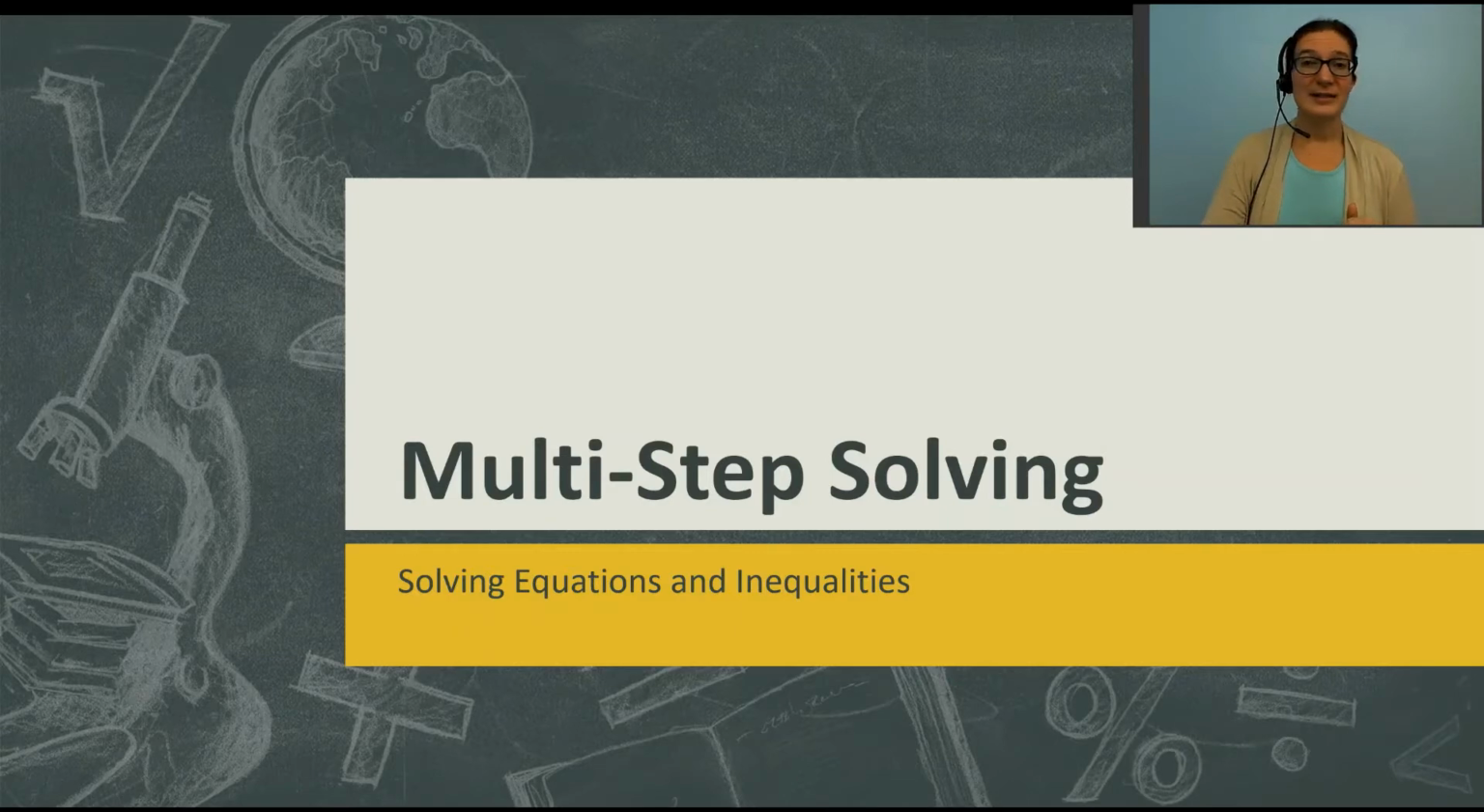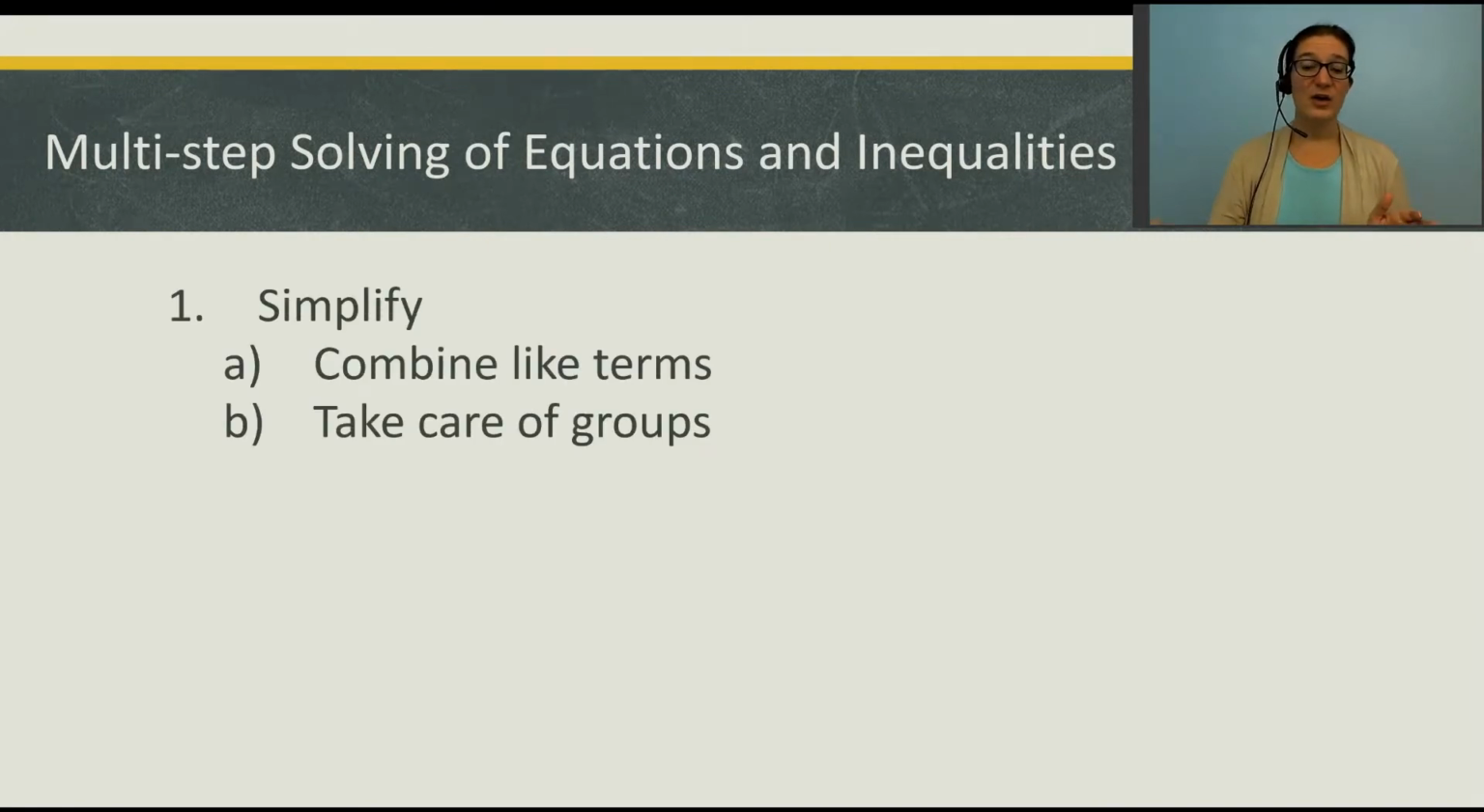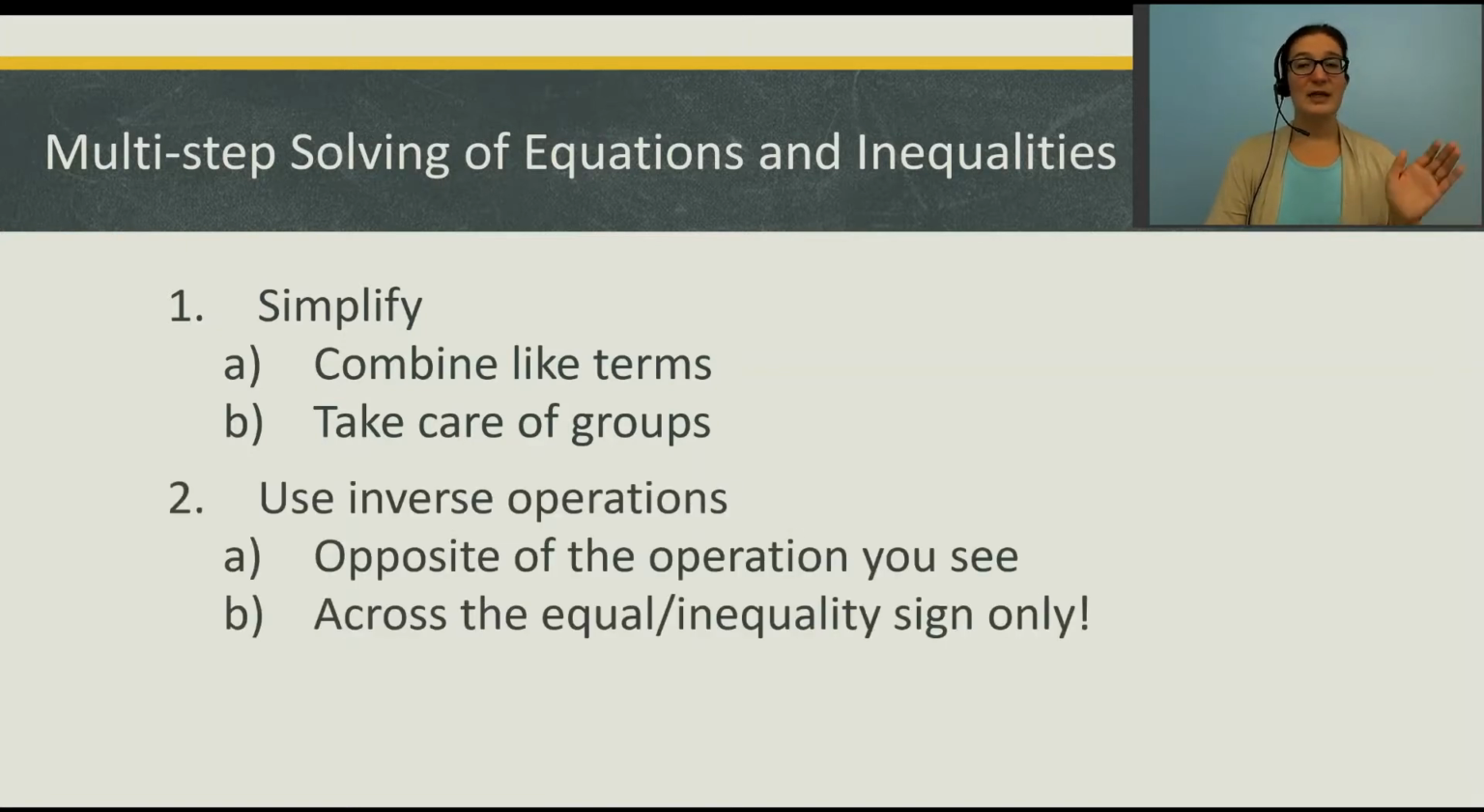So let's get started. The first thing that we want to remember is that when we are simplifying, we're doing two things. We're combining our like terms, making sure that the letters that are all the same go together, and then our numbers are in a different pile. And then we're also taking care of our groups, usually by distributing, sometimes by dividing, so that we don't have parentheses.